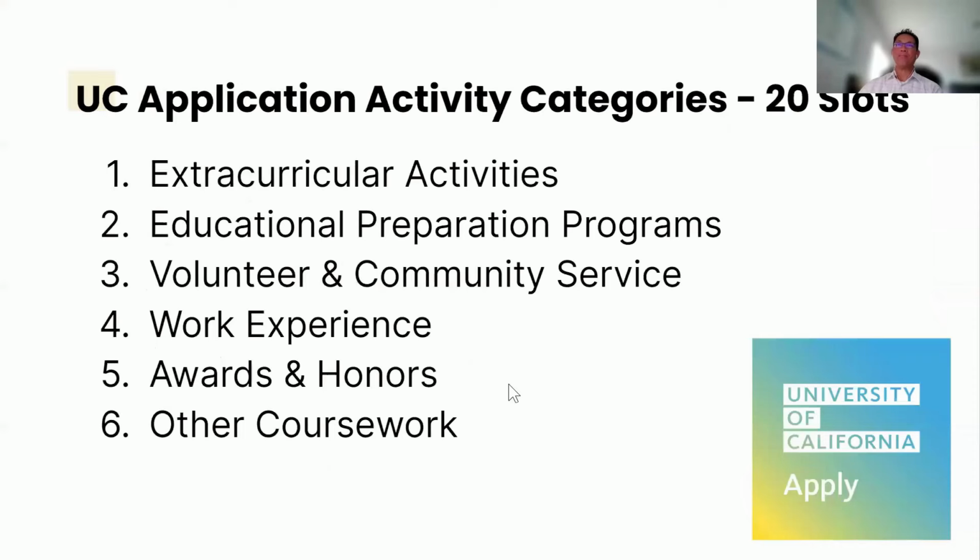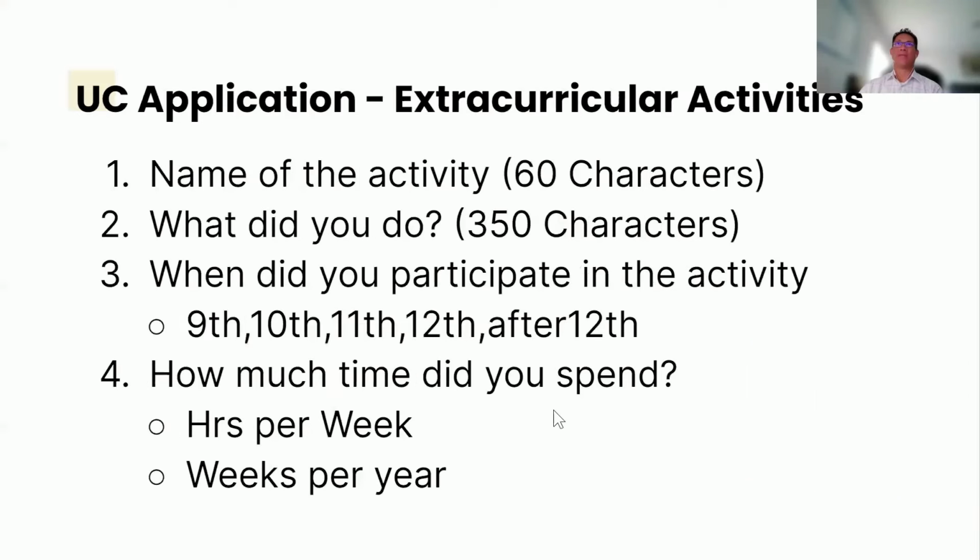Okay. So let's talk about the UC application really quick. The UC application has 20 slots, and they have 6 categories: extracurricular activities, educational prep programs, volunteer and community service, work experience, awards and honors, and then, of course, other coursework. So you can see there's a wide range of things that you can add as part of the activity. As long as they're non-academic, you definitely can list them on here.